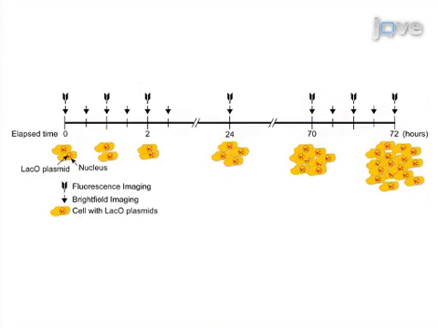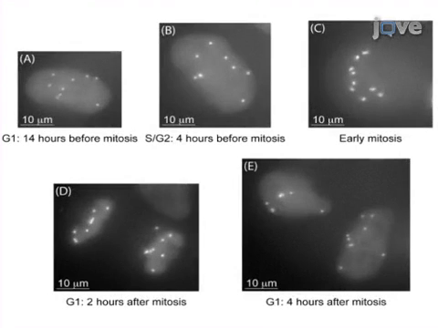Subsequently, the cells are monitored by fluorescence microscopy to track individual plasmids through multiple cell cycles. Ultimately, the images acquired are processed to determine how the viral genomes are maintained in dividing cells.